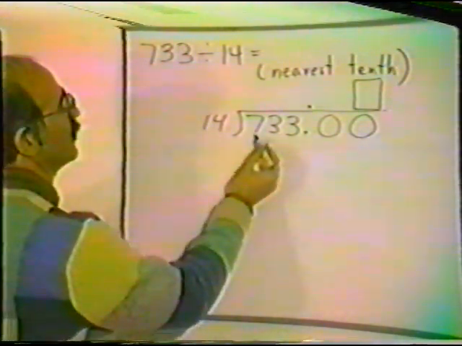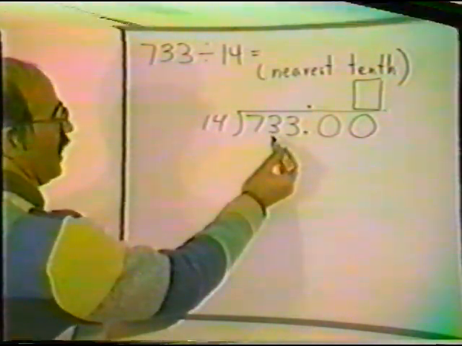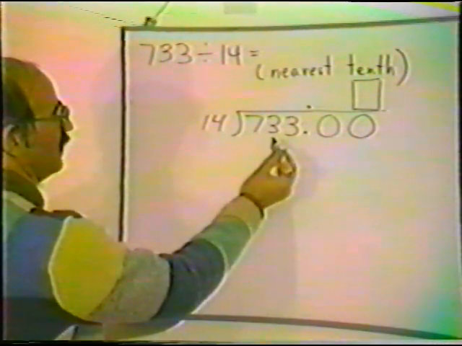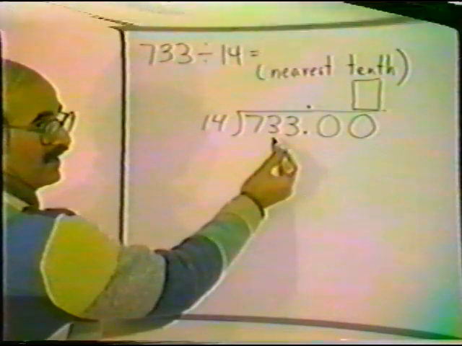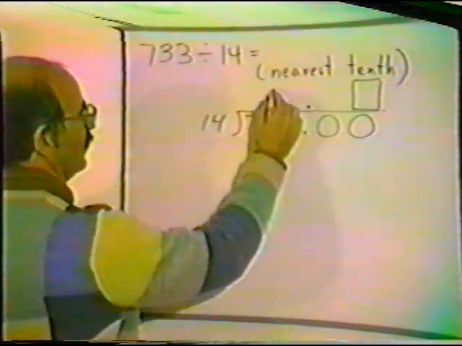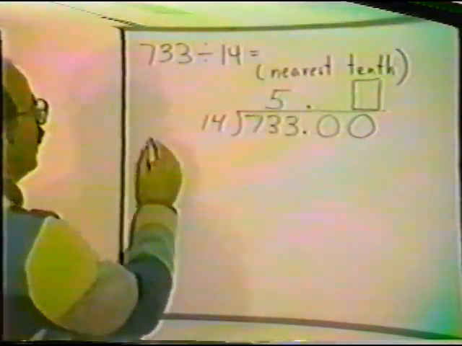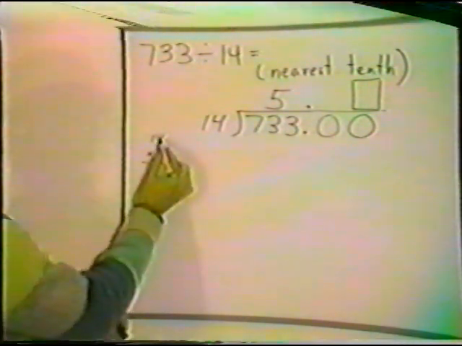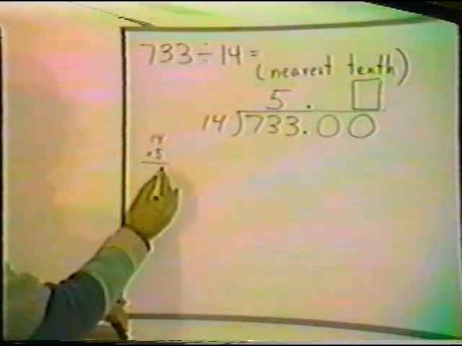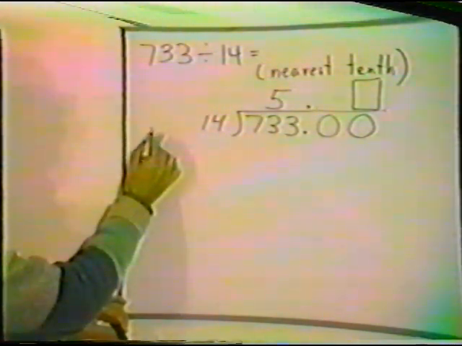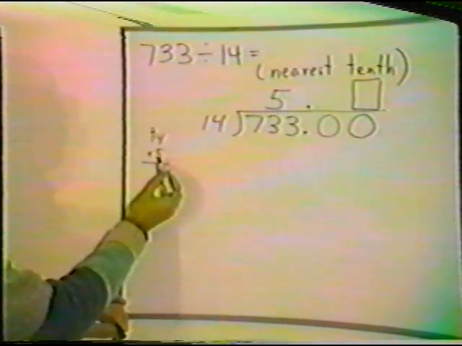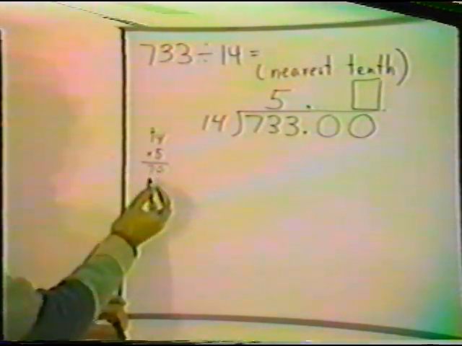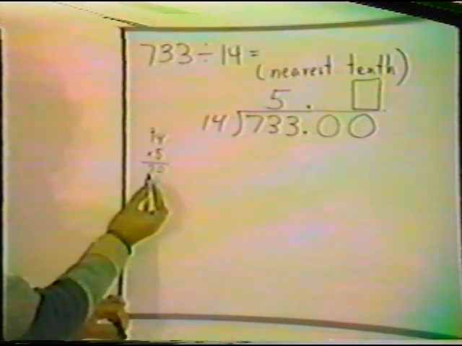14 into 73. How many times do you think? Take a guess, somebody. 5. Let's try 5. 14 times 5. 4 times 5, 20. Put down the 0, carry the 2. 1 times 5 is 5, plus 2 is 7. And the answer here is 70.